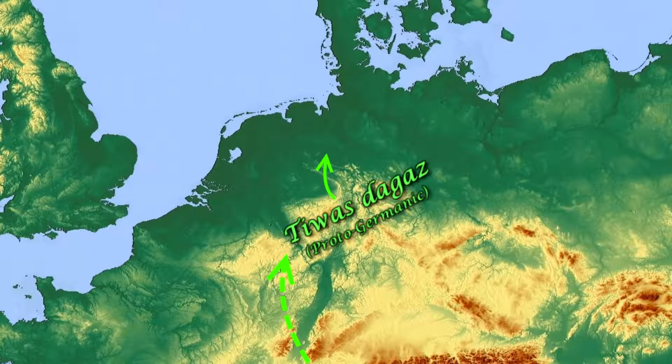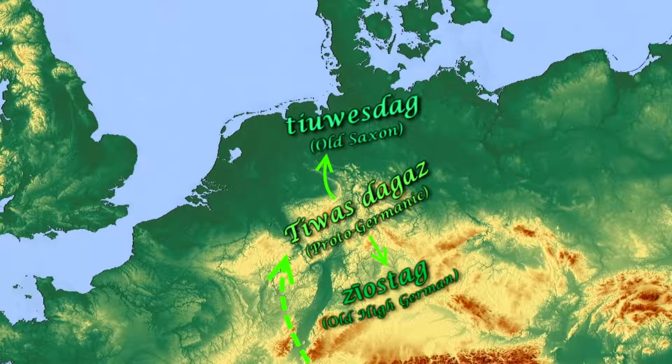As the languages diversified, the name for the god also changed. In a language that would become Old High German, the name for the god became Ziu or Zio, which is why Tuesday in Old High German is Ziosdag. In the language that would later form Old Saxon, Old Frisian and Old English, it became Tiu.